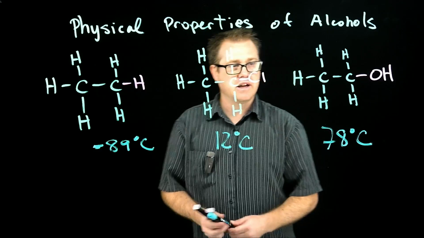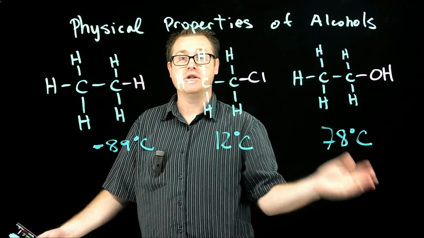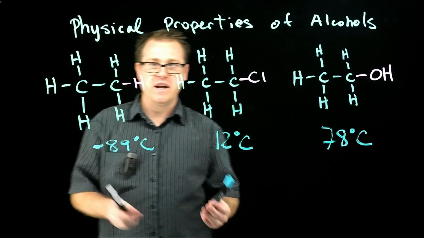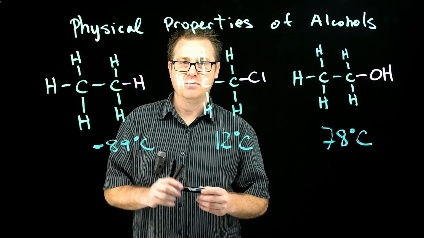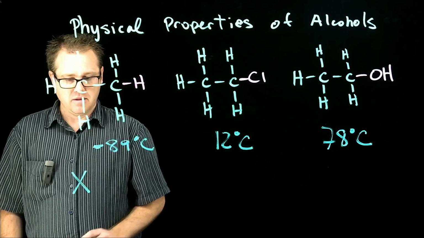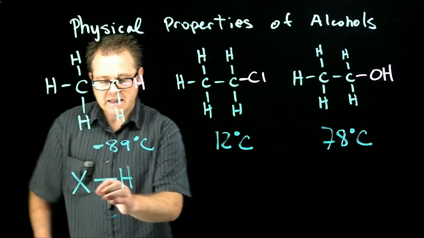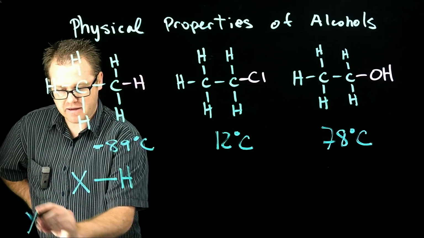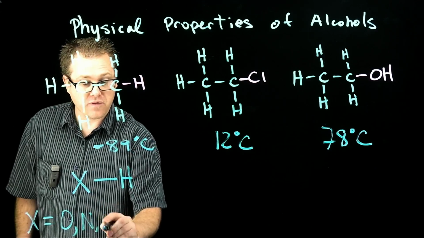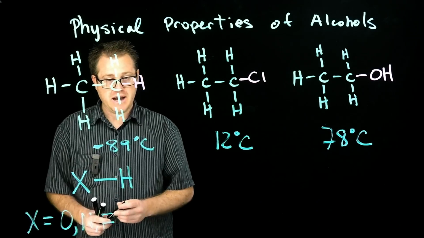It comes down to what the alcohol can do that these two cannot do. And that is hydrogen bonding. Recall from general chemistry, what is a hydrogen bond? It is simply a bond, and we'll call that X. X, let's write it down here. X can be oxygen, nitrogen, or fluorine. Those are the only ones that can be used in hydrogen bonding.